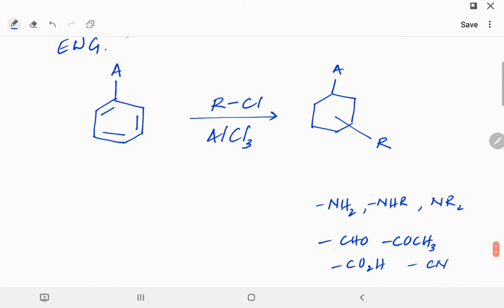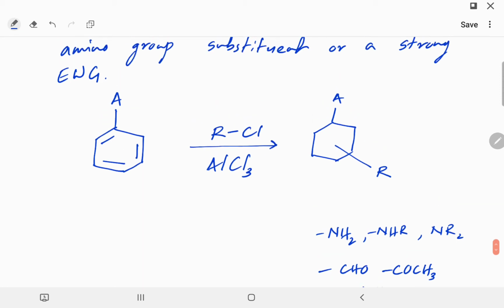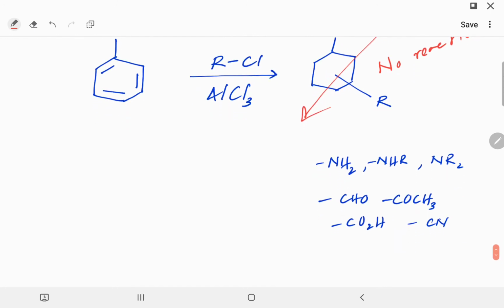So usually, if you have an electron withdrawing group or an amino group directly attached to your benzene, then the substitution of the R group using Friedel-Crafts alkylation will not work. So you will not get this product. So there will be no reaction. All right, so that is the first limitation, and of course there are two more limitations.